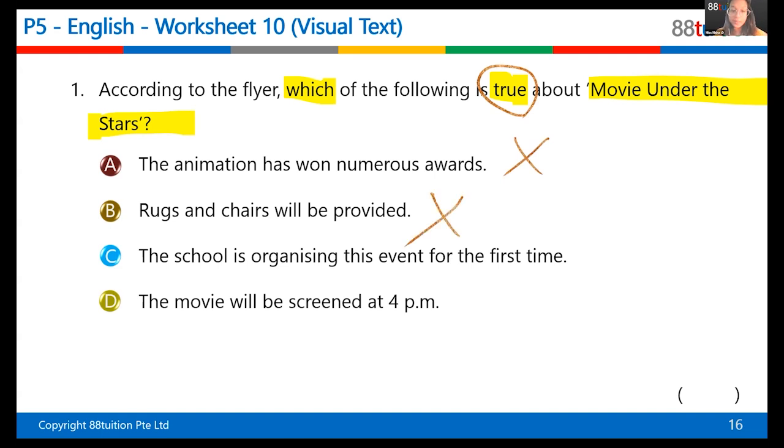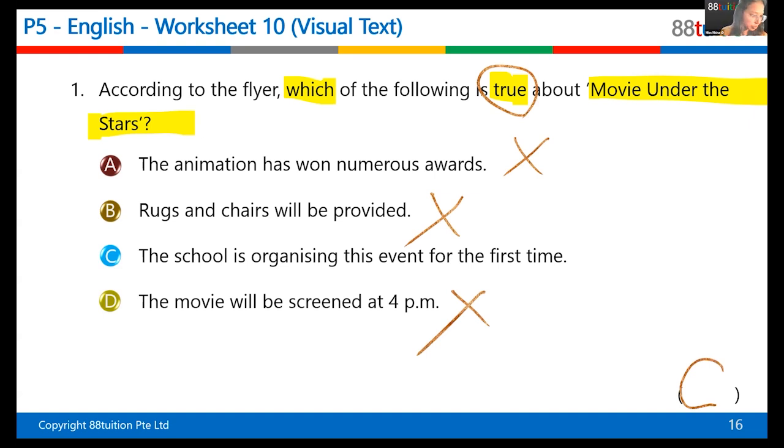You need to bring your own portable chairs. And then the movie is screened at 4 p.m. No, right? It's screened from 4 p.m. It says from anytime after that, okay? So it's not only at 4 p.m. The answer is C. Okay.